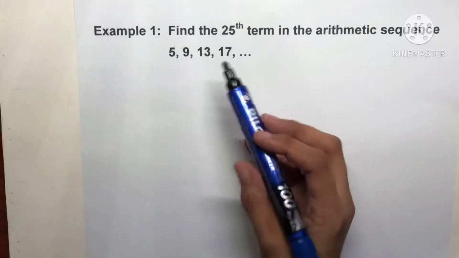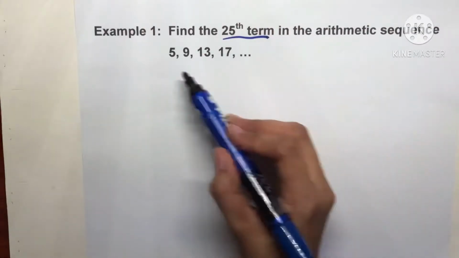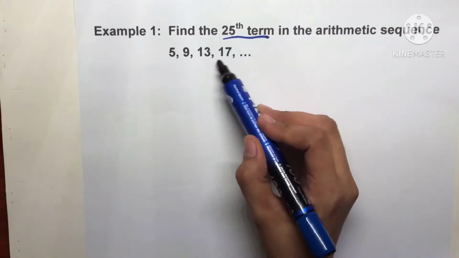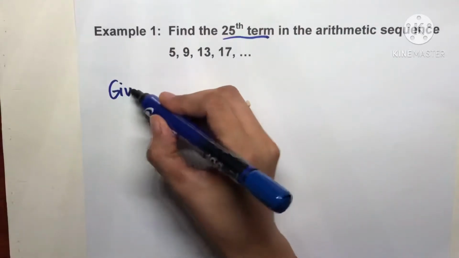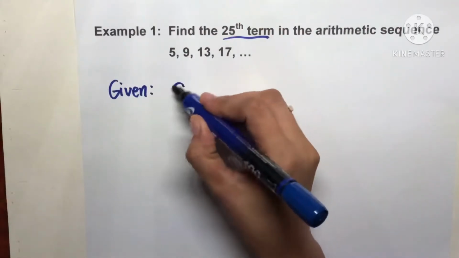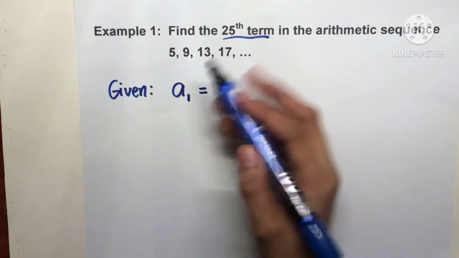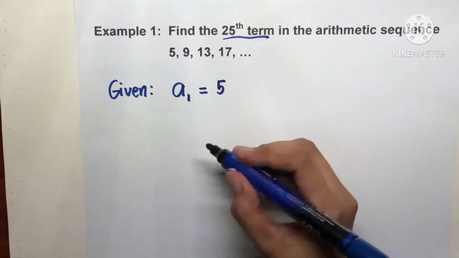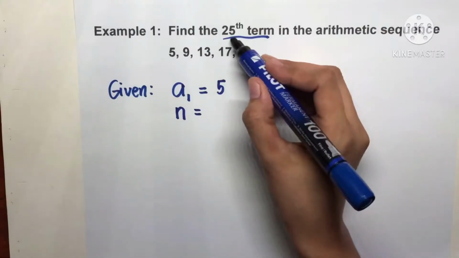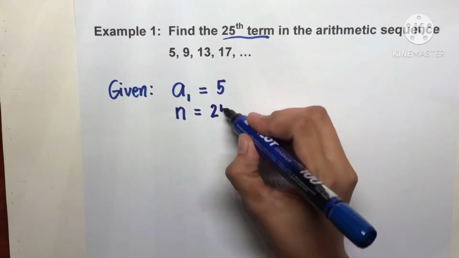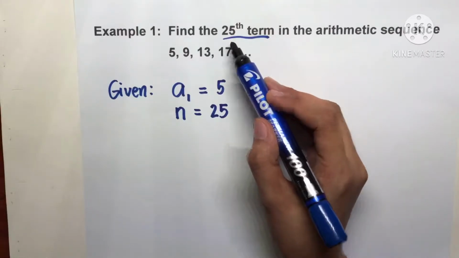So example number 1, find the 25th term in the arithmetic sequence 5, 9, 13, and 17. So we will write the given first. Okay. So our a sub 1 or the first term is equal to 5. So our n is equal to 25 because we are looking for the 25th term. So our n is 25.